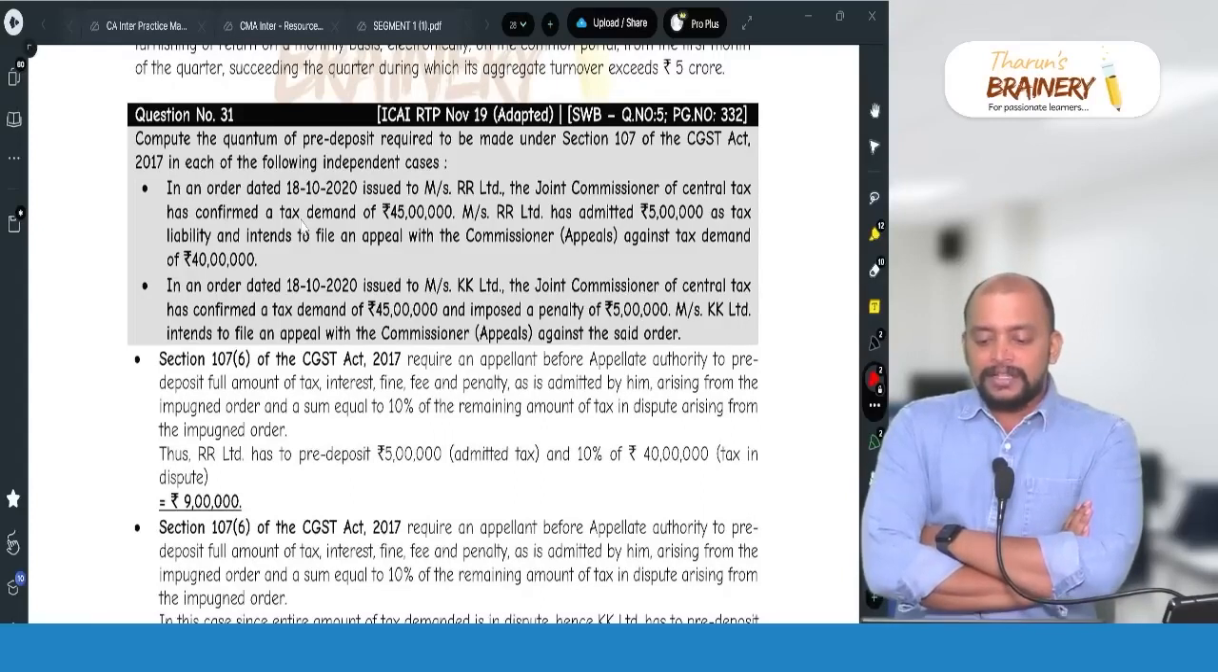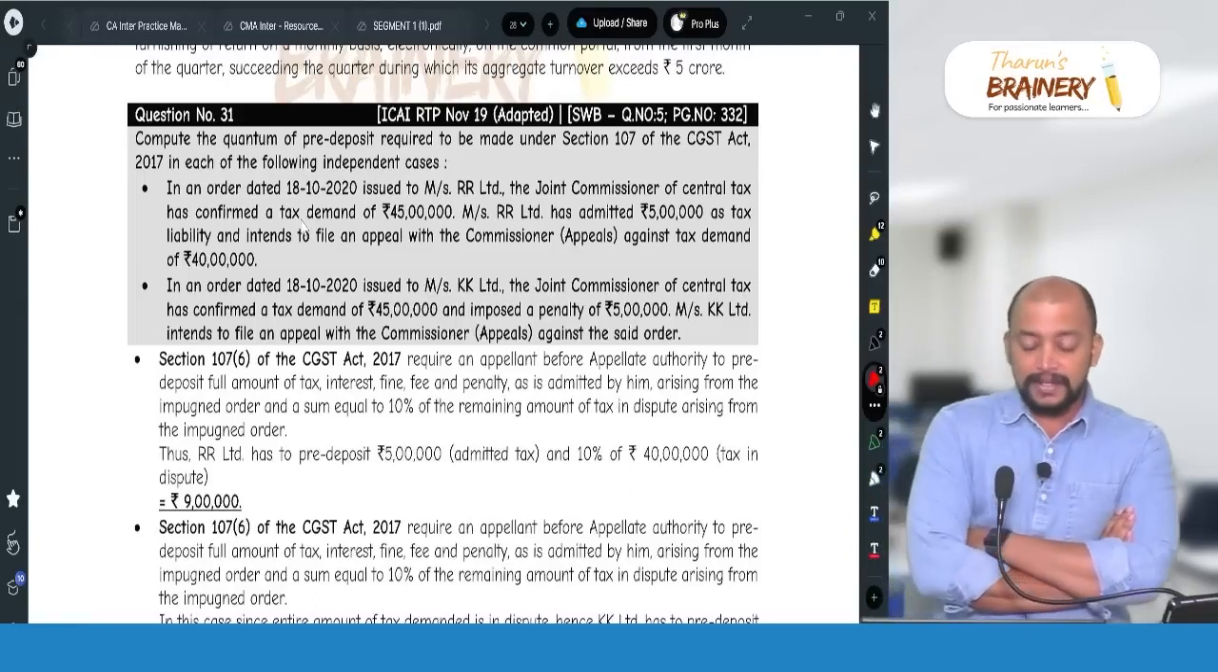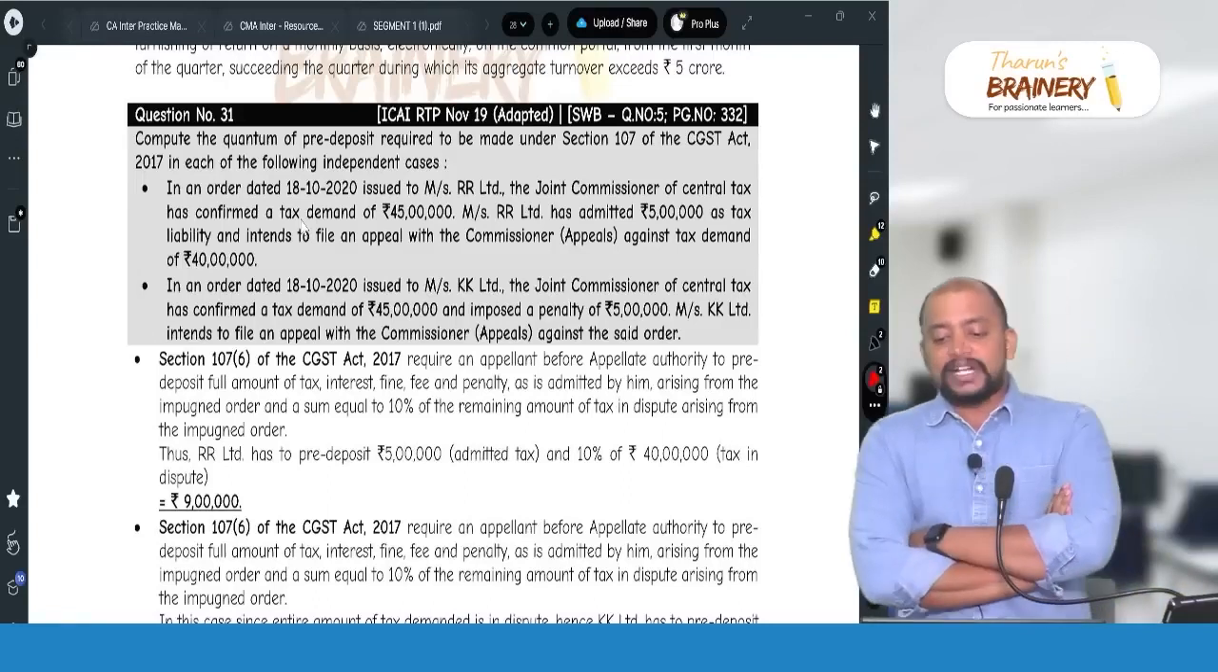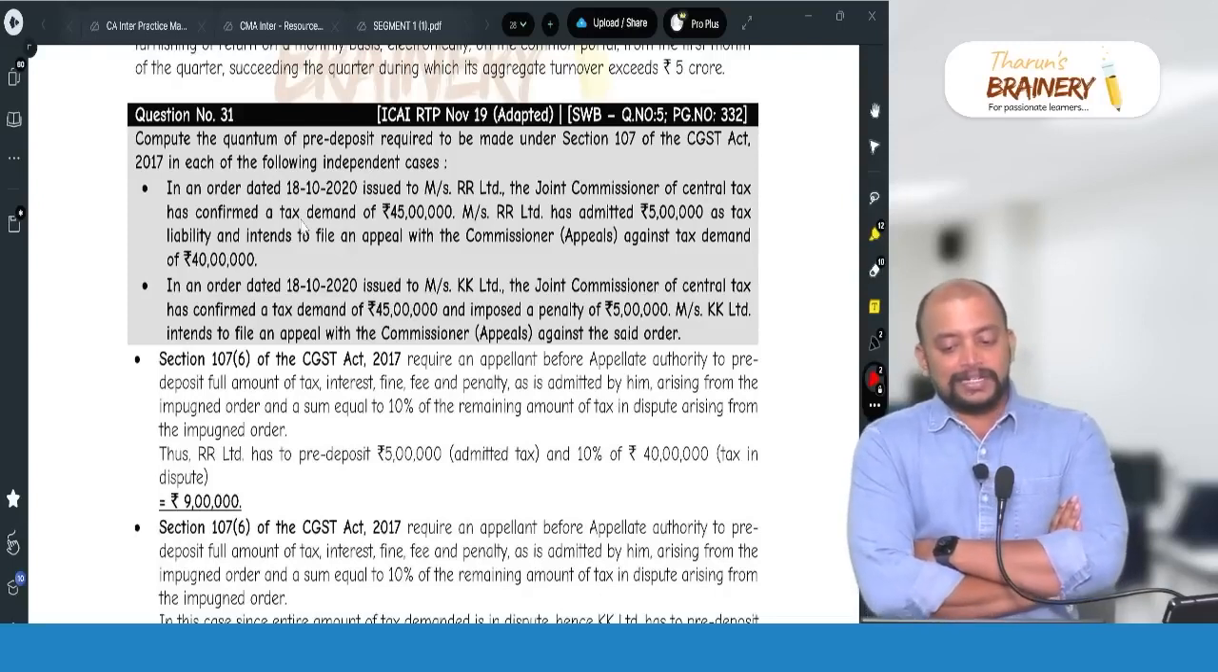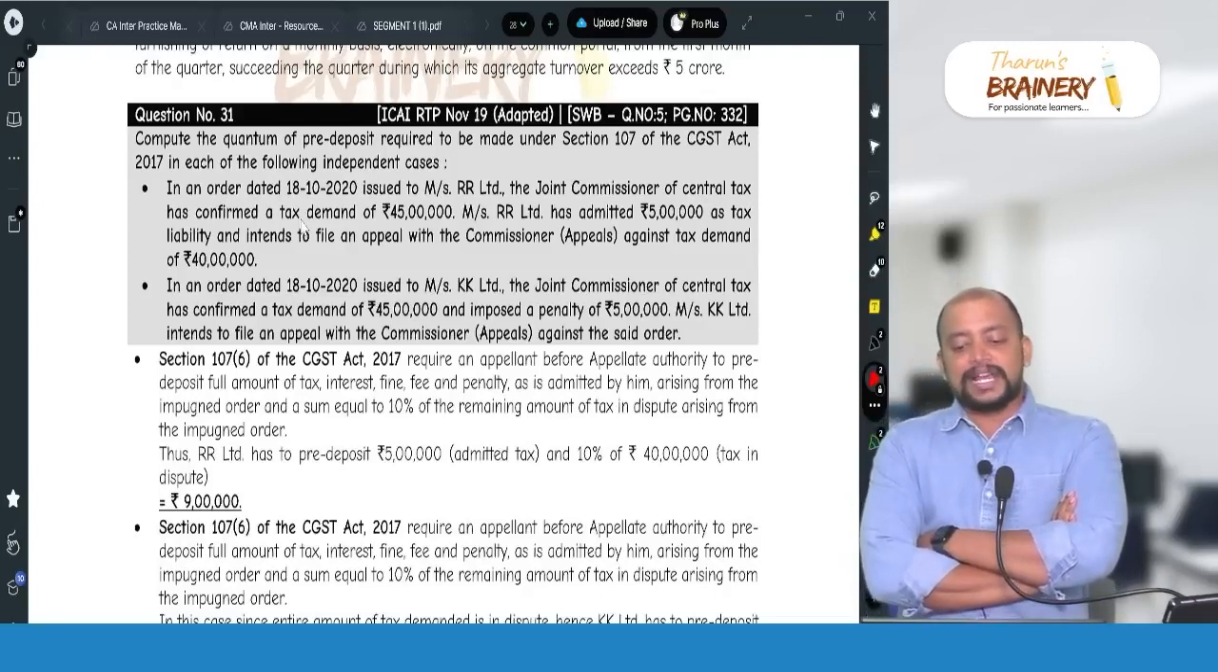In an order dated 18-10 issued to Messrs RR Limited, the Joint Commissioner of Central Tax has confirmed a tax demand of 45 lakhs. Messrs RR Limited has admitted 5 lakhs of tax liability and intends to file an appeal against the tax demand of 40 lakhs.